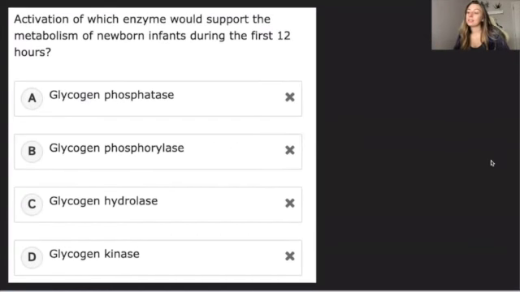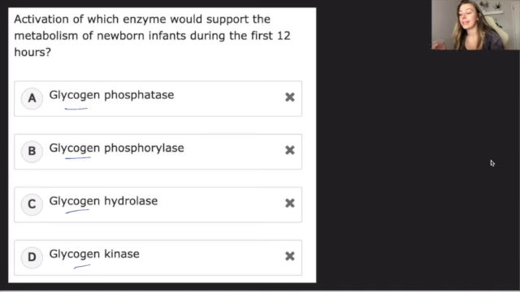This question says, activation of which enzyme would support the metabolism of newborn infants during the first 12 hours? So again, this is talking about glycogenolysis. So we're breaking down our glycogen. So basically this is asking what enzyme is most important in glycogenolysis. These are all surrounding glycogen, so that doesn't give us any hints. So you have to kind of know a little bit about what these enzymes are. If you're using the content guide that we've given you, there was a great quote about the correct answer here.